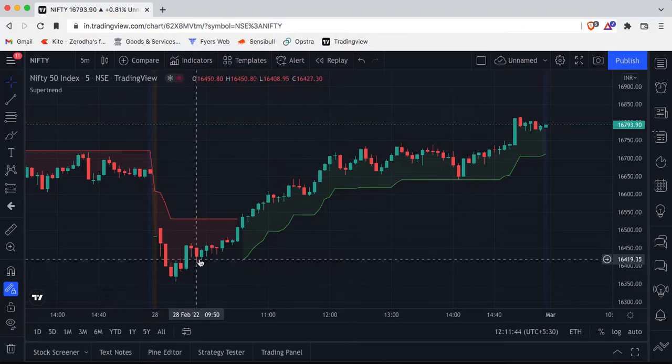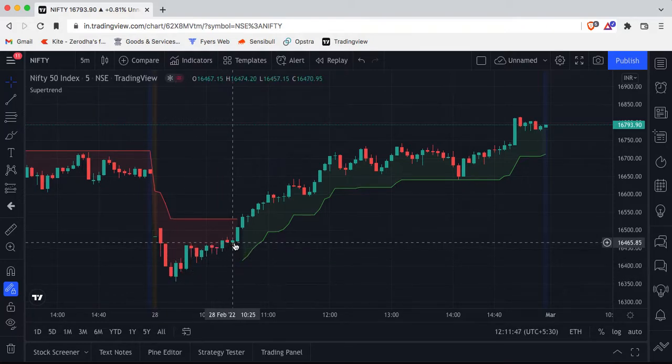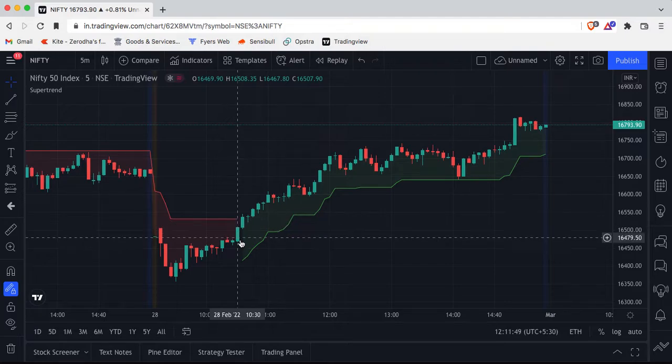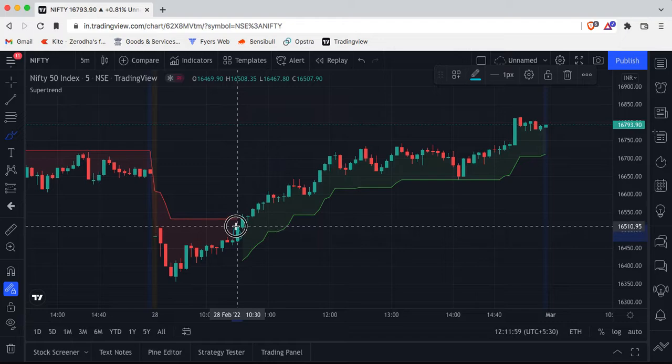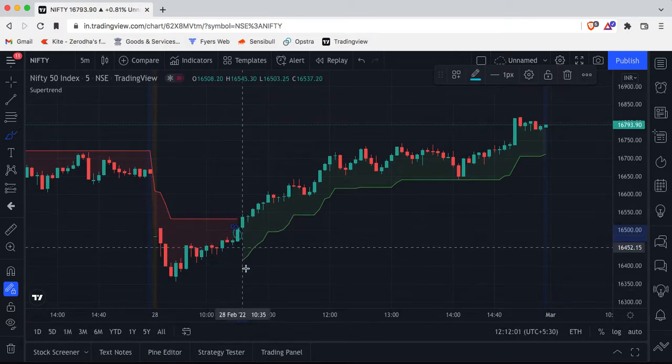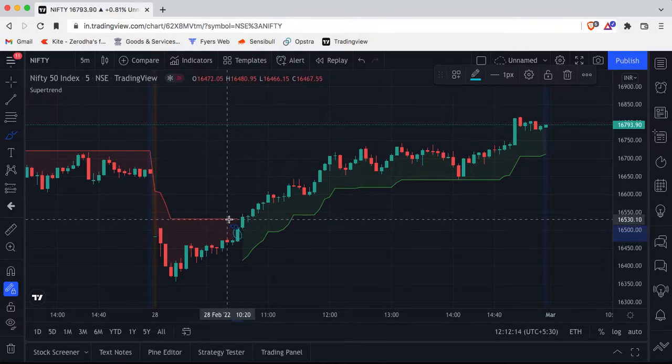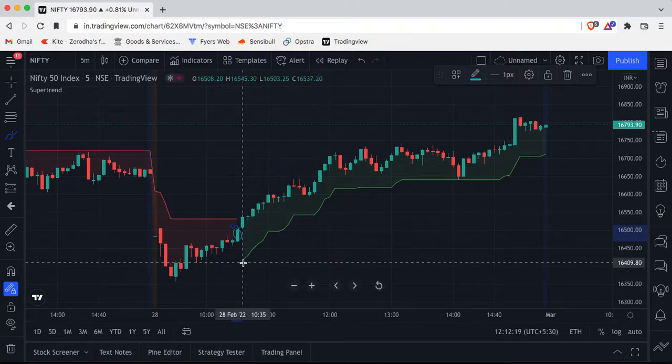When this candlestick changed and the trend changed here, up to this level it is still below this red line. Up to this candle the trend is in the downtrend. And after this green candle at 10:35, you can see the timing at the bottom, when this candle broke this line and closed, immediately the trend changed to green.